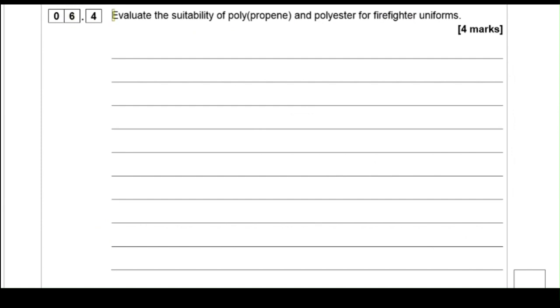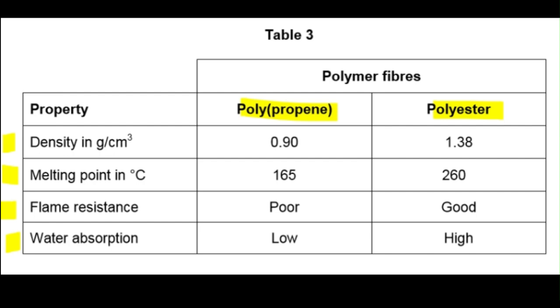6.4. Evaluate the suitability of polypropene and polyester for firefighting uniforms. And this is a 4-mark question. So here's the table. We're going to come back to that in a minute and have another look at that. Now, you can either decide to use one or the other. You can compare polypropene or polyester.